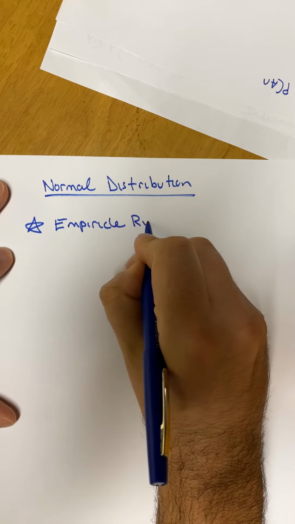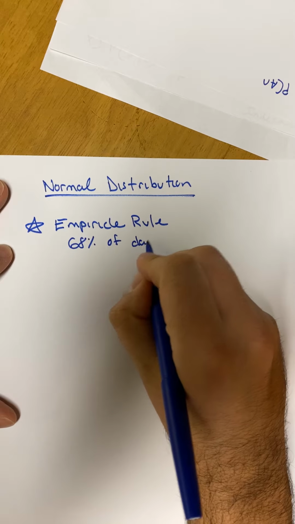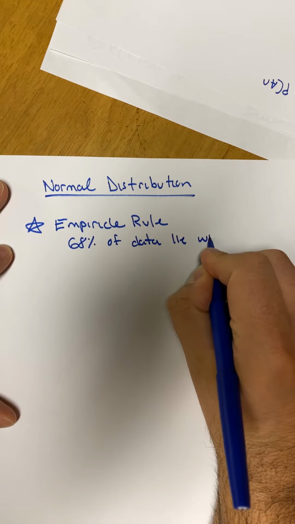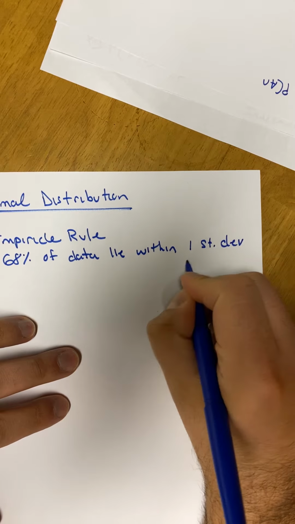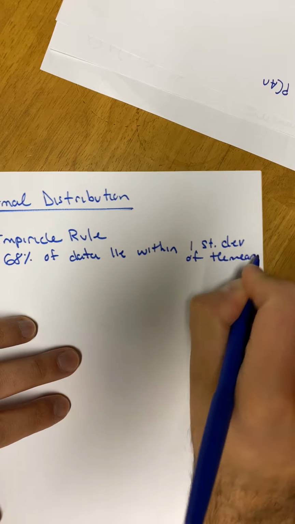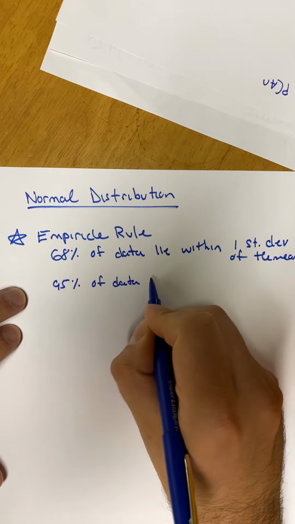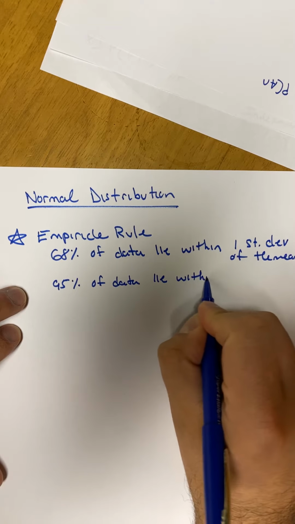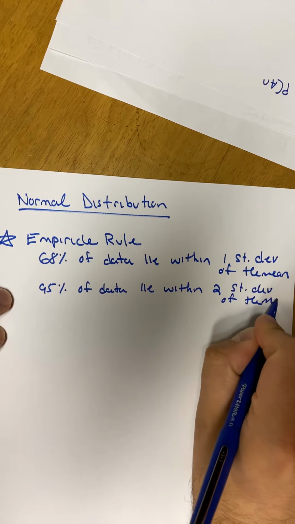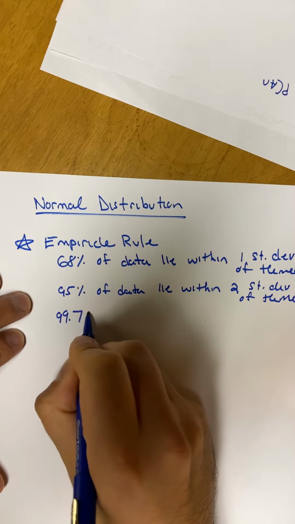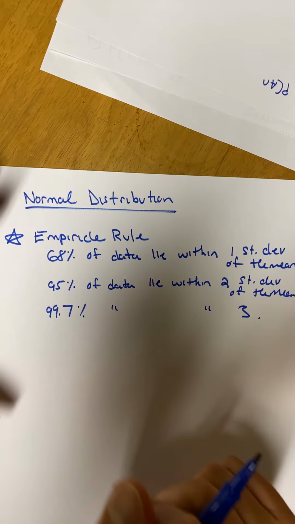The empirical rule says 68% of the data lie within one standard deviation of the mean, 95% of data lie within 2 standard deviations of the mean, and 99.7% within 3. This is a golden rule of thumb.